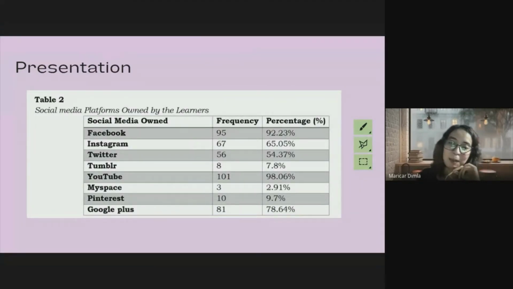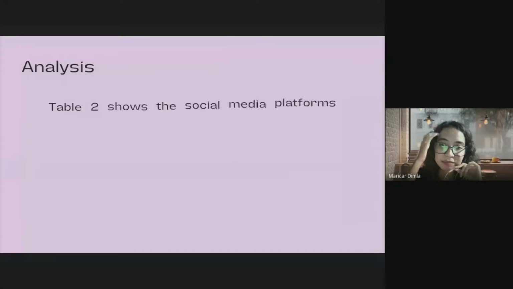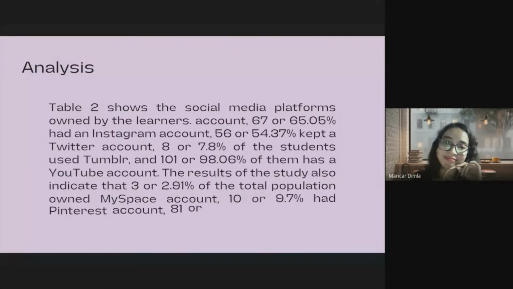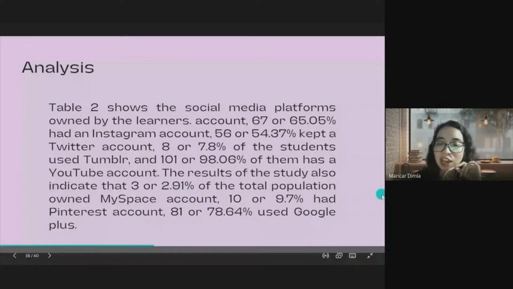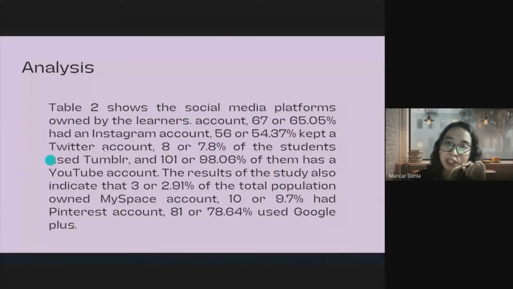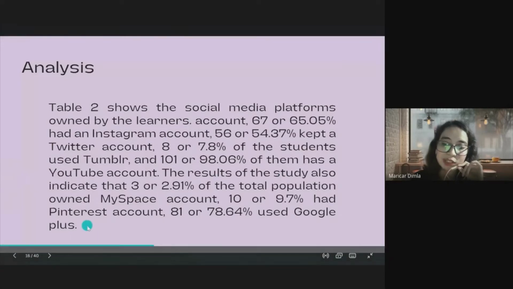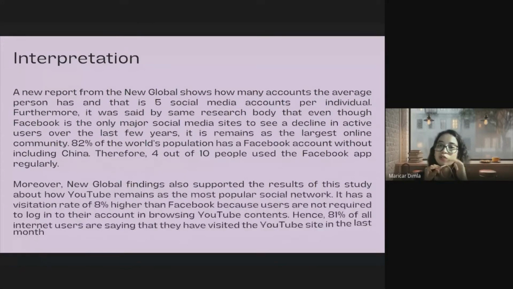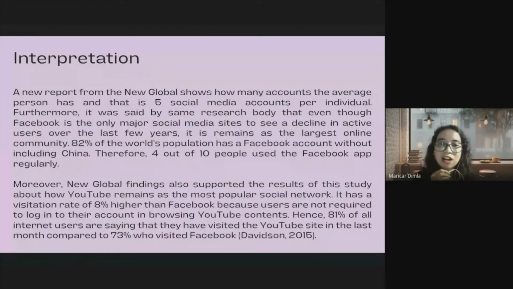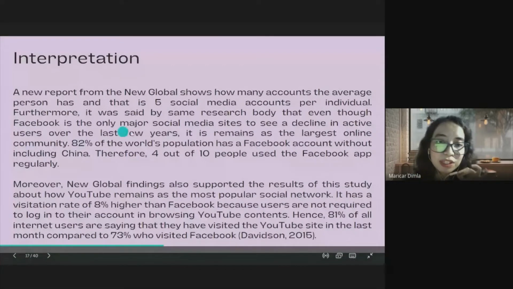So, for the analysis, as simple as this. You just have to convert the table into paragraph or into sentences. And then for the interpretation part class, you need to go back once again with your RL and RS. Wherein, basahin natin yung interpretation class.